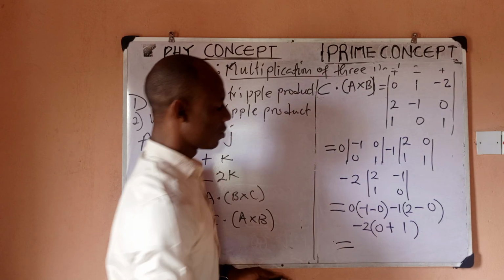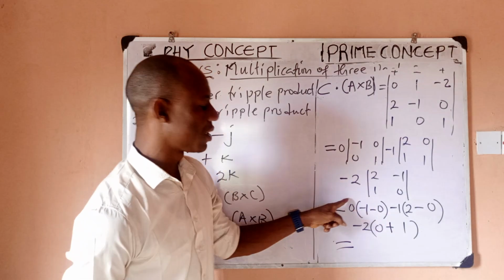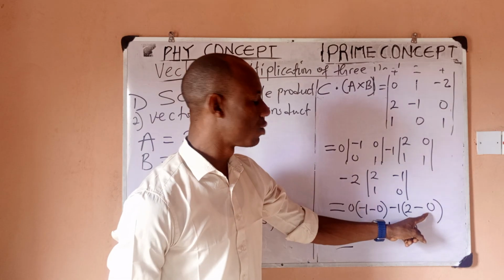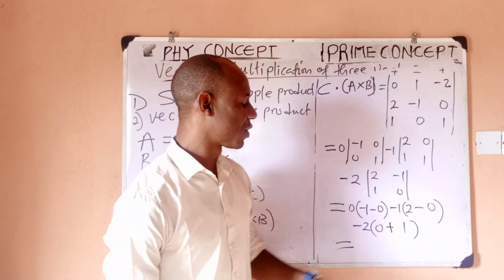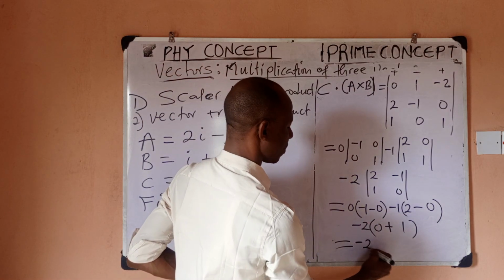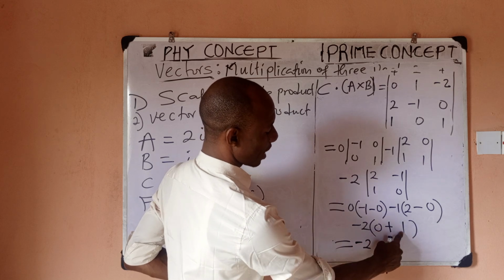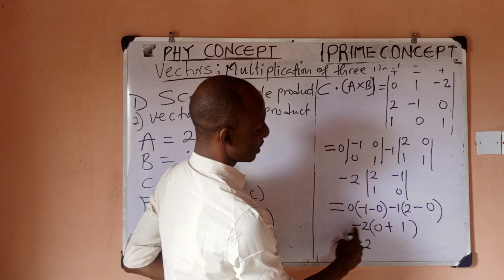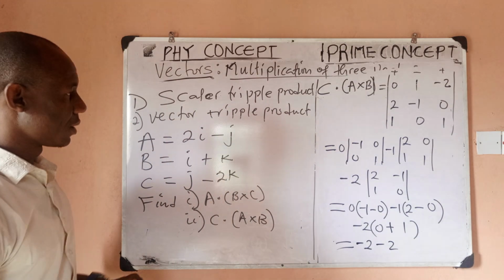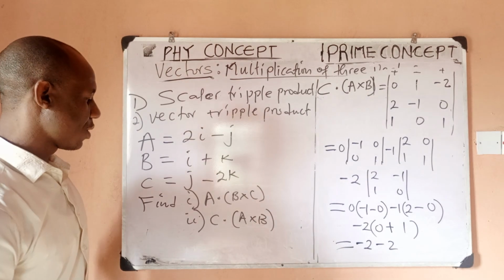So what is my answer going to be? Now watch. This is 0 outside. 0 multiply everything in this bracket is 0. So this one has gone. So I have 2 minus 0 is what? 2. Minus 1 times minus 2 is what? Minus 1 times 2 is minus 2, right? Yes. 0 plus 1 is what? 1. 1 times this is what? Minus 2. I think there's a mistake somewhere. I need to trace that mistake because this is C dot A cross B.